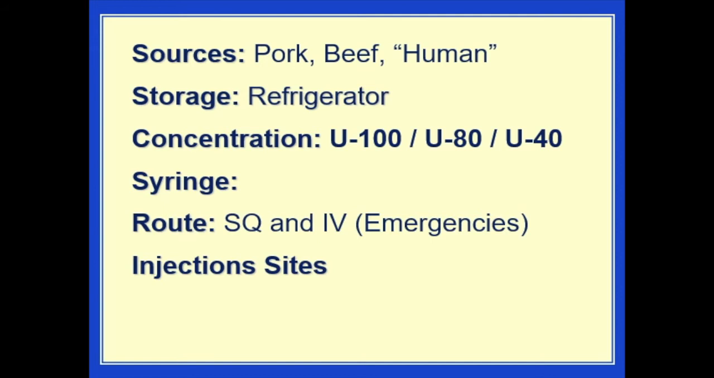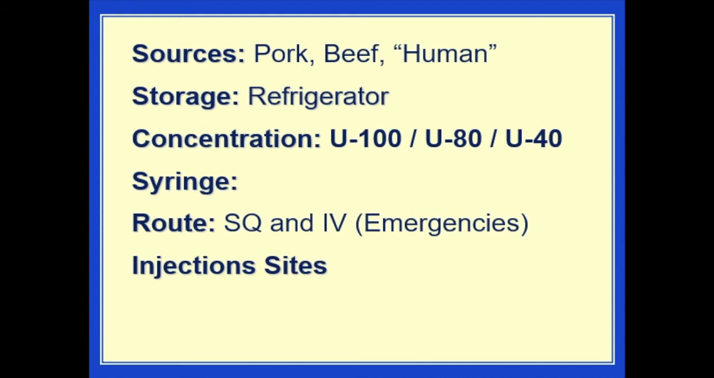There are different concentrations: 100 units, 80 units, and 40 units. You need to be mindful that insulin is a high alert medication. When I say high alert medication, an error on the dose could mean the life of your patient. A minimal error on the dose could mean the life of your patient. So what do you mean by that? You need to counter check before you administer your insulin.